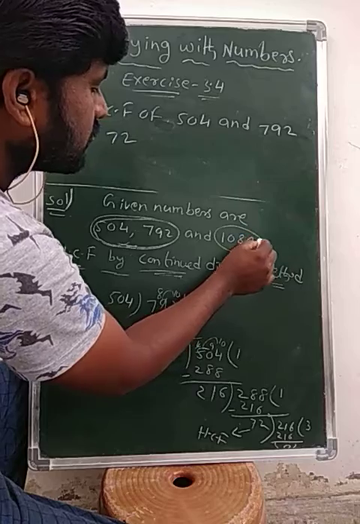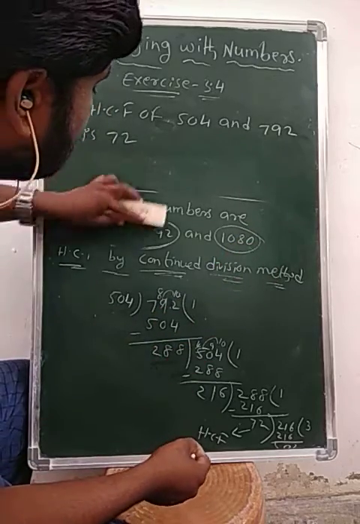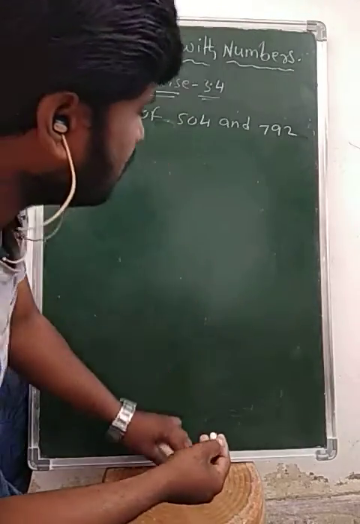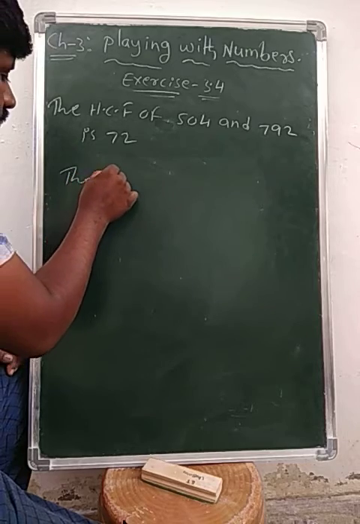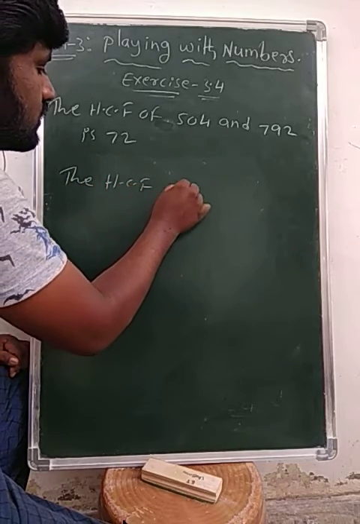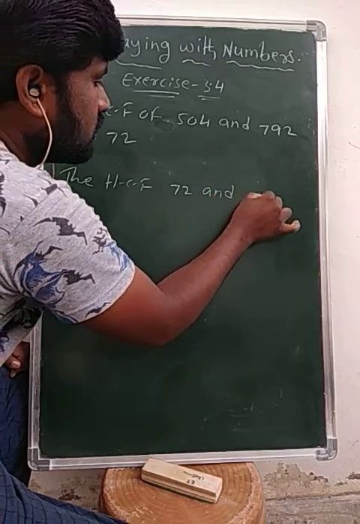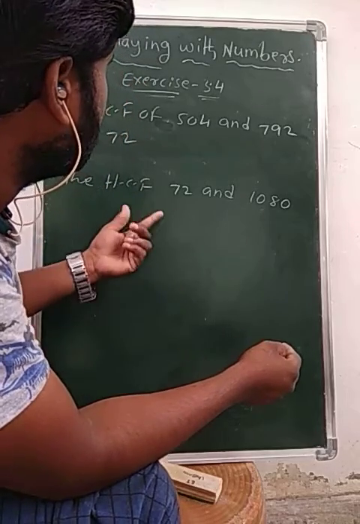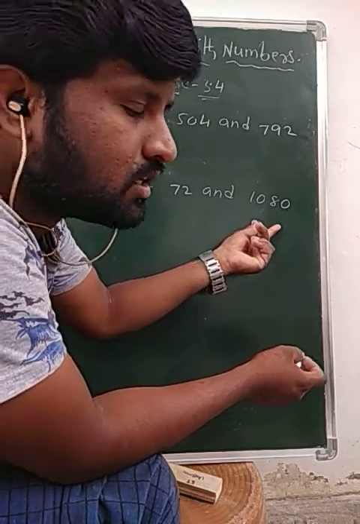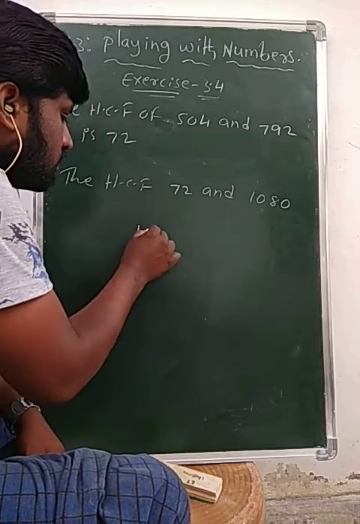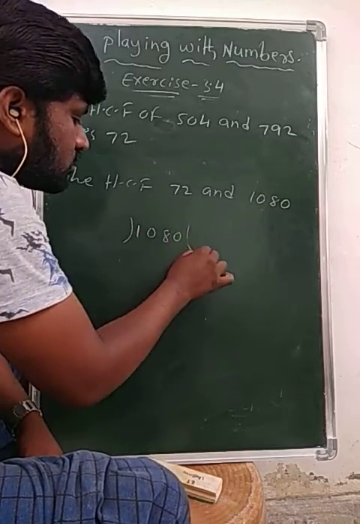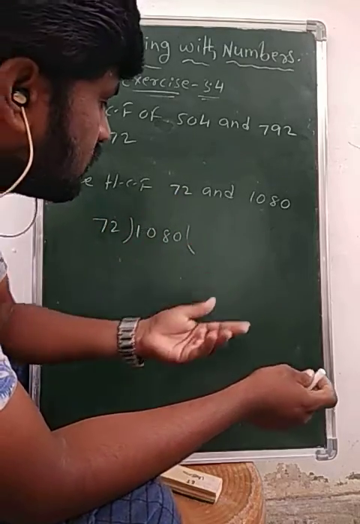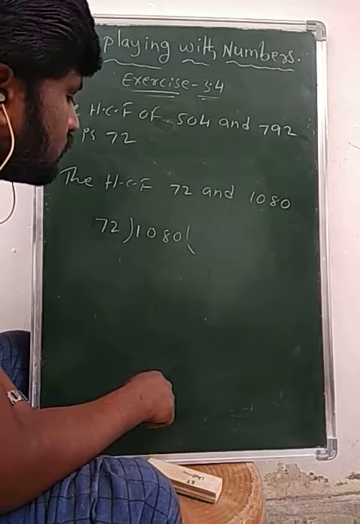Now the third number is there. So now I am going to find the HCF of 72 and 1080. 1080 is the bigger number, so this is the dividend, and 72 is the smaller number. Now take the multiples of 72.